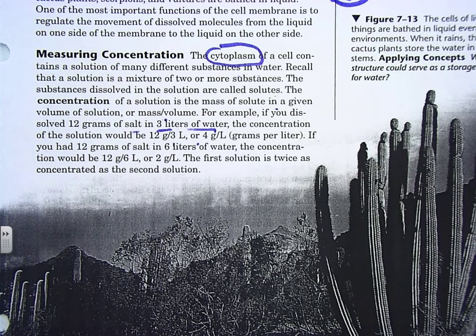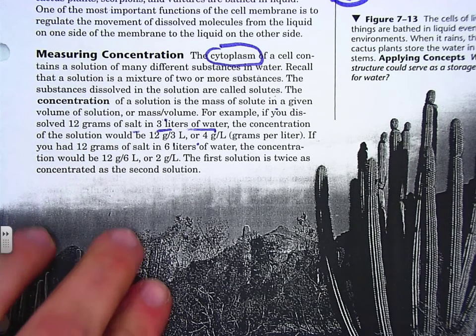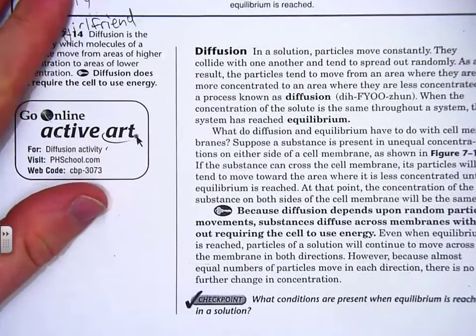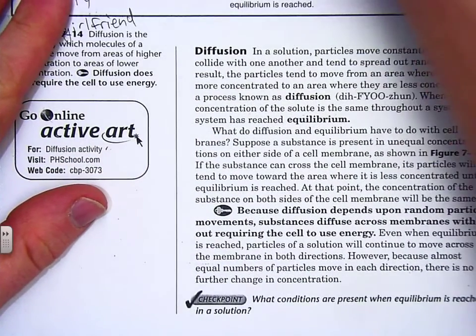All right, please move along with me to the next page, page 184. If you need a break, take a break, put me on pause, and write some notes. Make sure you get all of the vocabulary words down. Moving right along. Here's our first major concept. It's called diffusion.